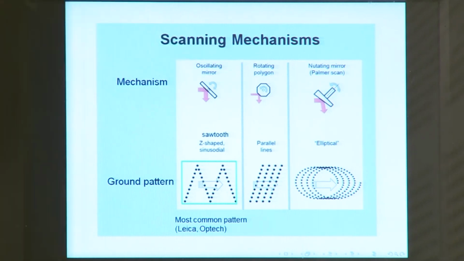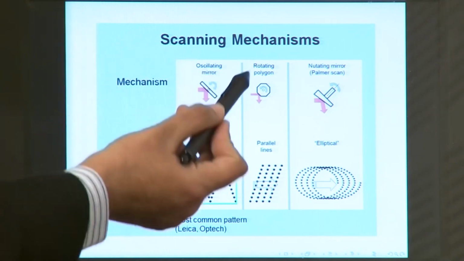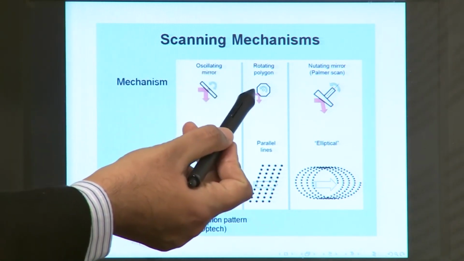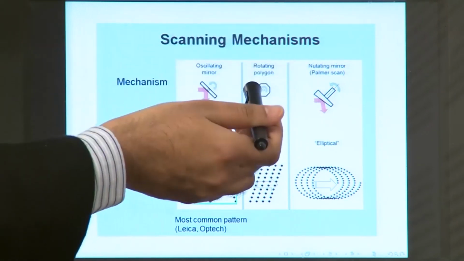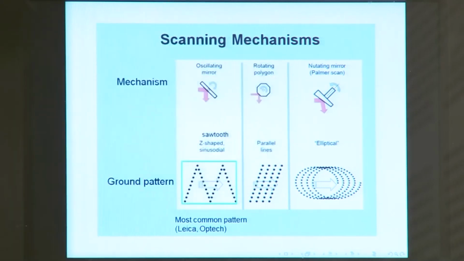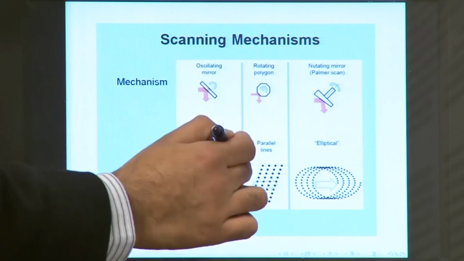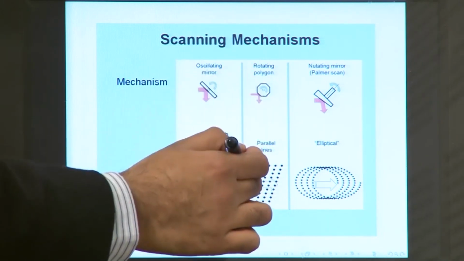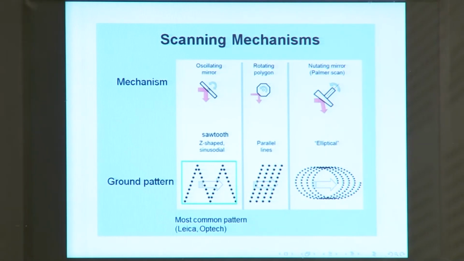Secondly, you can make use of a rotating polygon. In the case of the rotating polygon, the surface which is interacting with the laser leads to the reflection of the laser, and then the next surface comes, then the next surface comes. So, in this case you will be getting parallel lines. From the first surface you get this line, then from the next surface this one, then this one, then this one, and it goes like this.